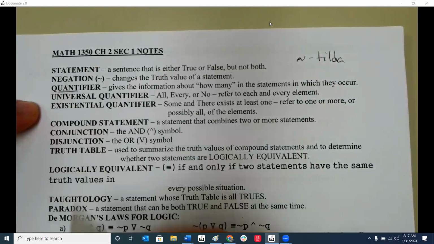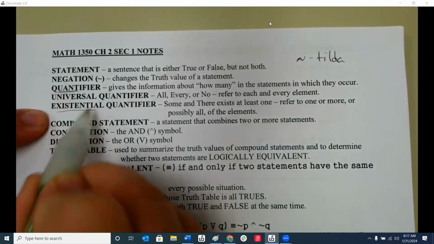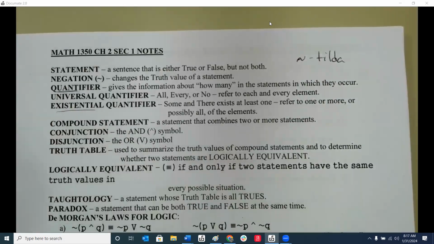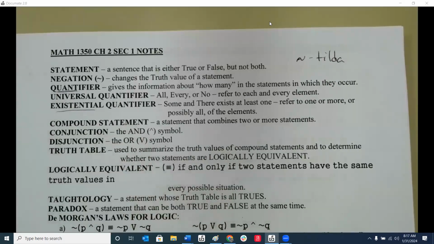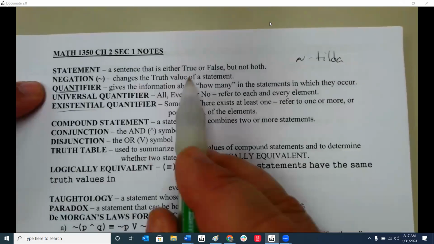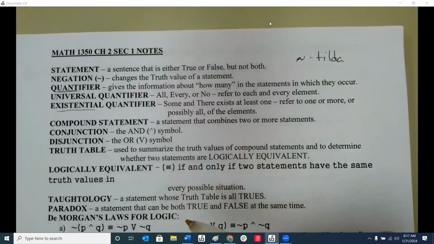Universal quantifiers, existential quantifiers. We're going to define all these in a second. Compound statement, conjunction, disjunction. You've heard these words before, I hope. Now we're going to learn what they mean. A negation changes a truth value. So in other words, if something is true and I negate it, it becomes false. Do we have something like that in mathematics?